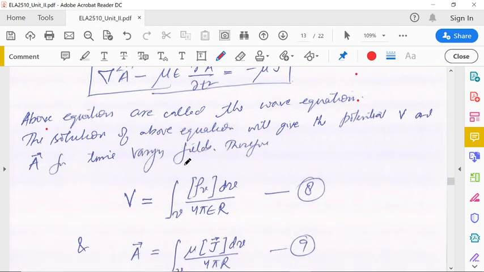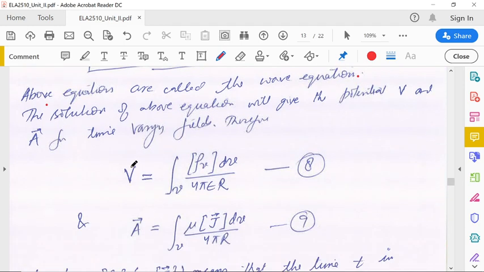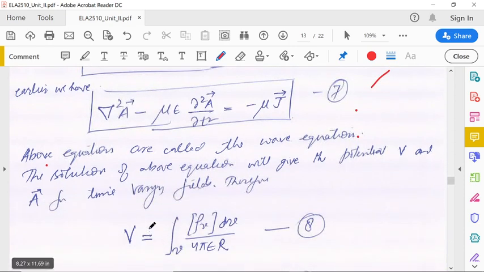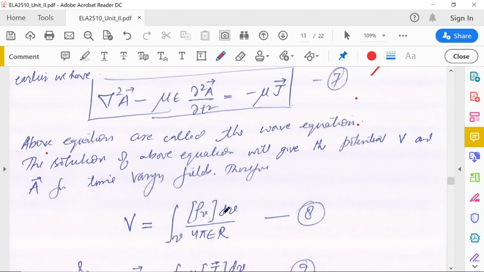So I've written the solution here. The solution of the first wave equation is V equals the integral of rho v dv over 4 pi epsilon R over the whole volume v.